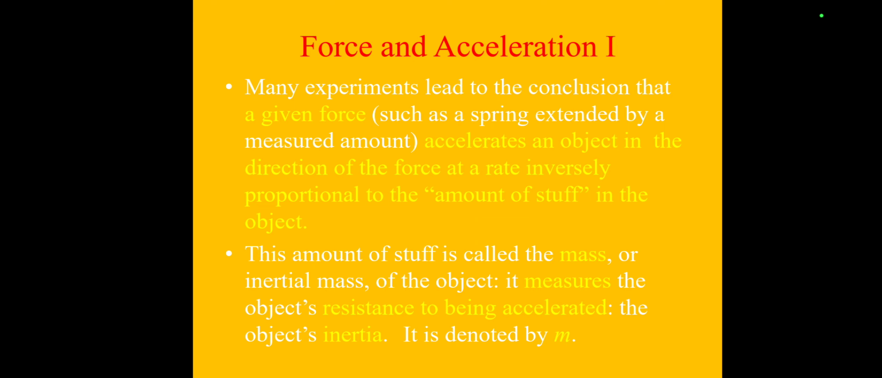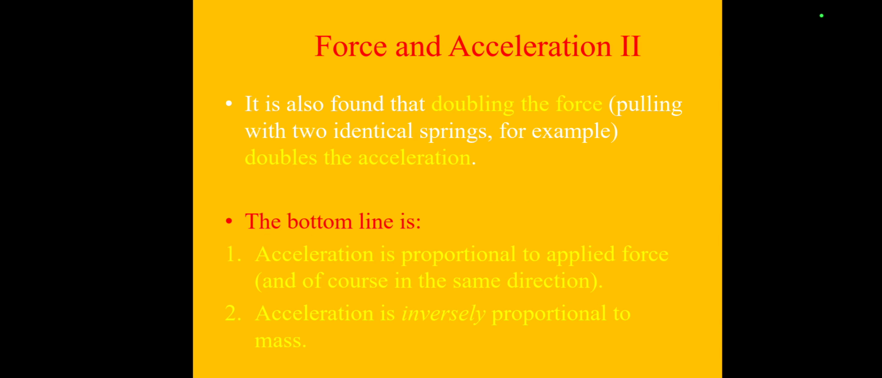Many experiments lead to the conclusion that a given force, such as a spring extended by a measured amount, accelerates an object in the direction of the force at a rate inversely proportional to the amount of stuff in the object. The amount of stuff is called the mass or inertial mass of the object. It measures the object's resistance to being accelerated, the object's inertia. It is denoted by m.